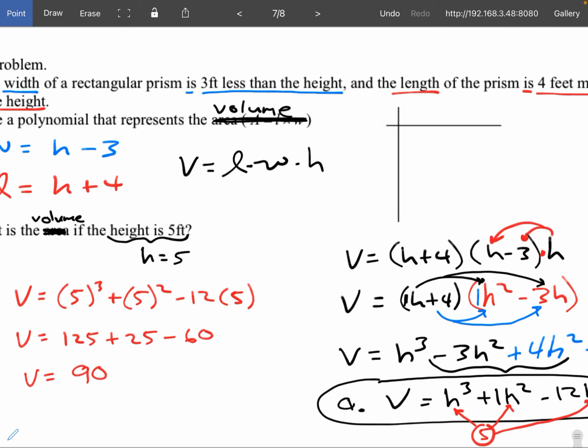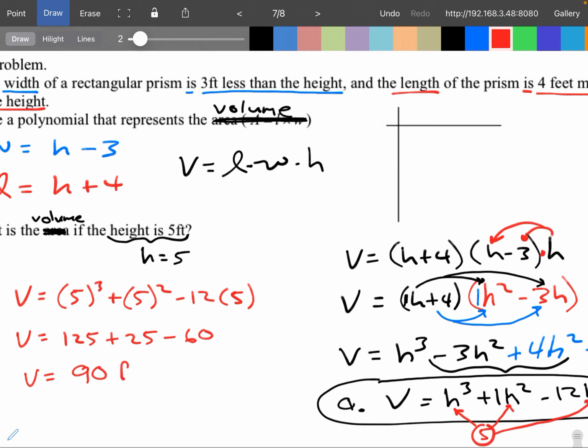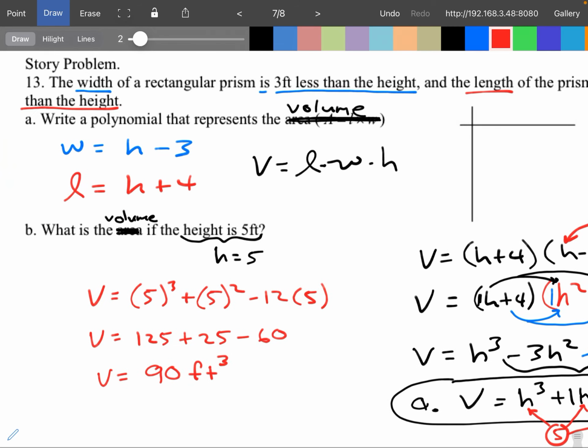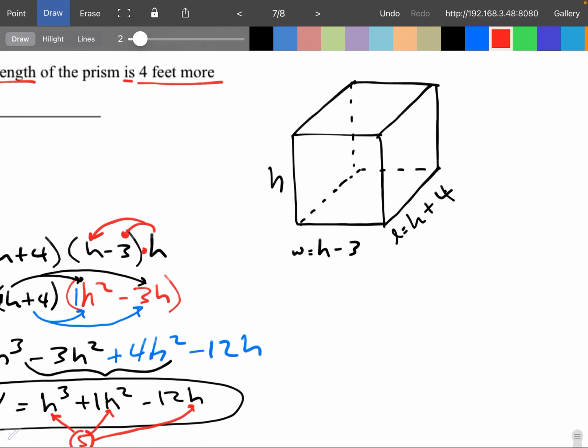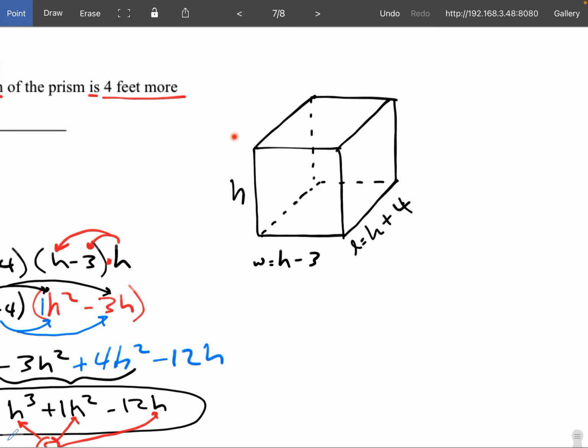It's 90. Now the units on this was in feet, right? The height was in feet? Yes. Because when you do the length times the width times the height, you'd have feet times feet times feet, which would give you cubic feet. If you do area, it would be feet to the second power, that's square feet. But when you do volume, it's feet to the third power, which is cubic feet. That's your answer for part B right there. What that means is 90 cubic feet would fit inside of your box here.